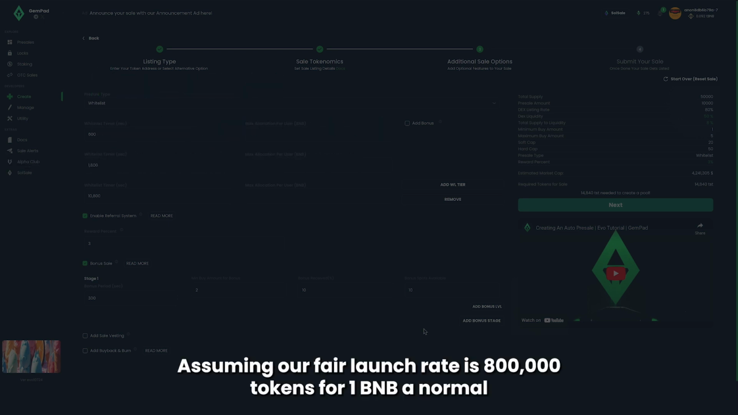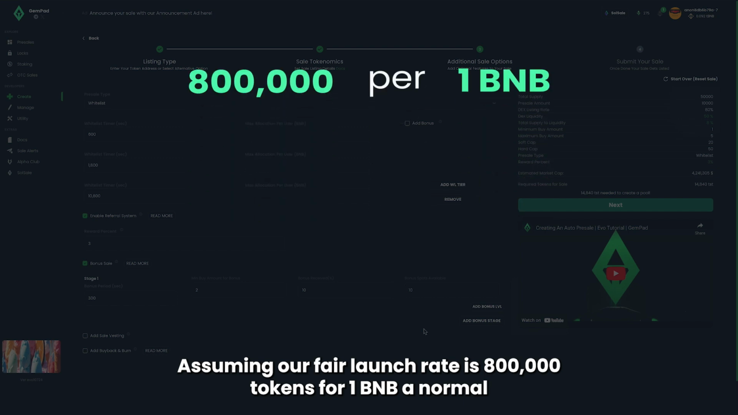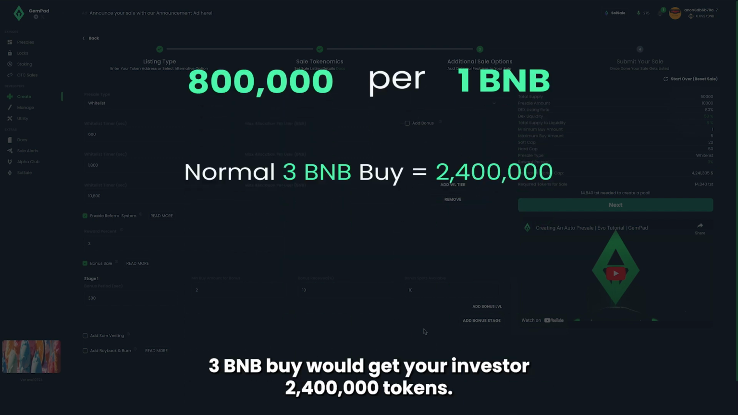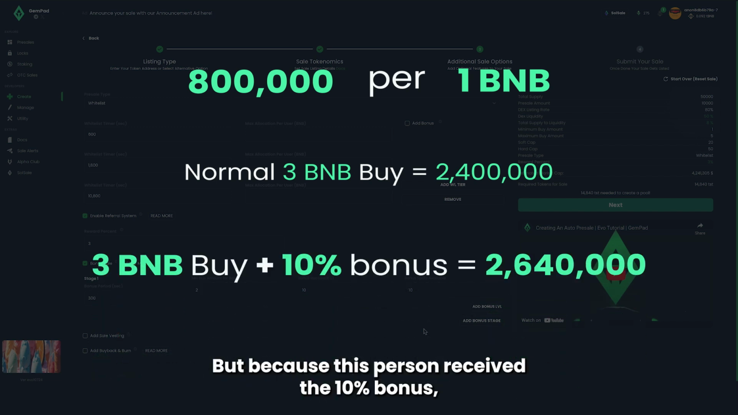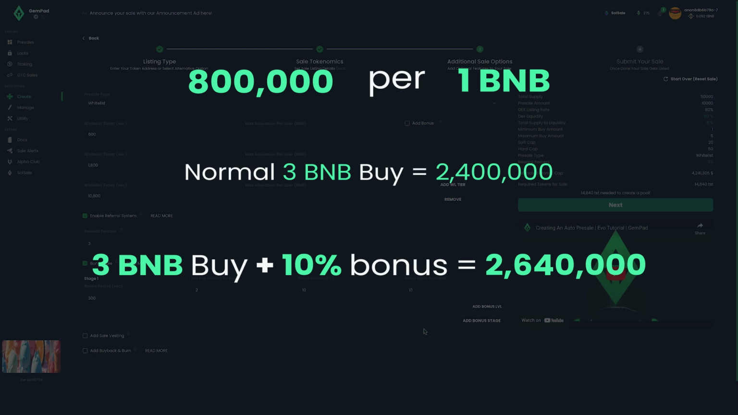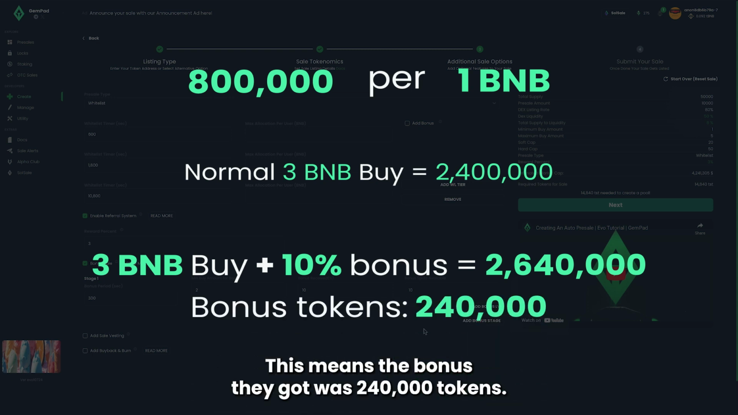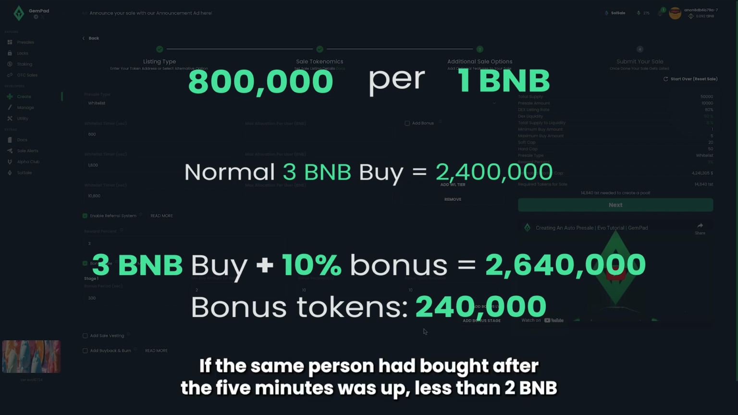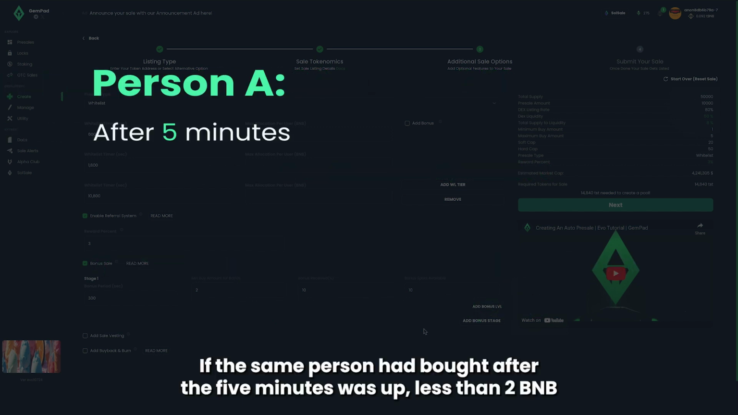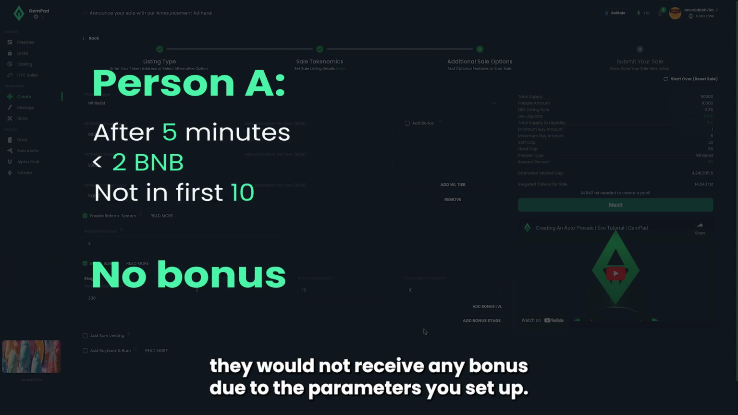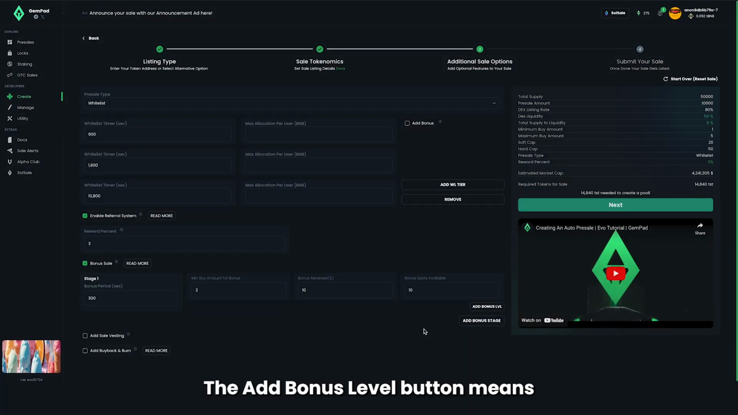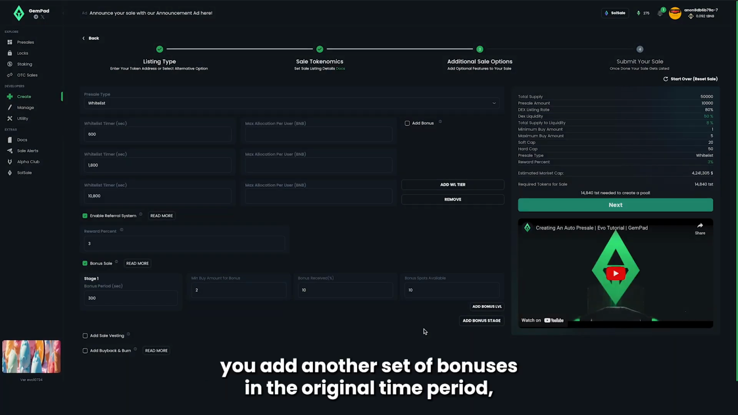Assuming our Fairlaunch rate is 800,000 tokens per 1 BNB, a normal 3 BNB buy would get your investor 2,400,000 tokens. But because this person received the 10% bonus, they'll actually receive 2,640,000 tokens in total. This means the bonus they got was 240,000 tokens. If the same person had bought after the 5 minutes was up, less than 2 BNB, or they were not in the first 10 to buy over 2 BNB, they would not receive any bonus due to the parameters you set up.